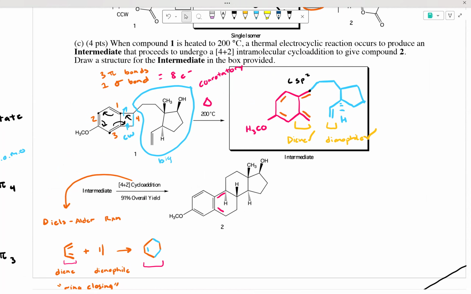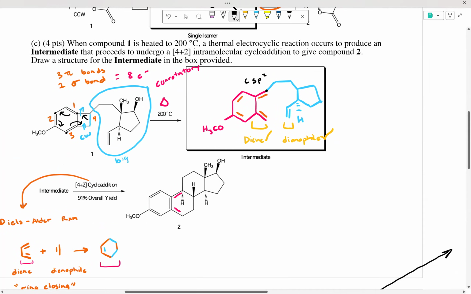to give compound 2. And if you wanted to see the arrow pushing mechanism to get to our final product, what would happen is, see, the top pi bond would go here. This pi bond would attack this carbon here. And this pi bond would attack the top carbon here. And this would result in our product.